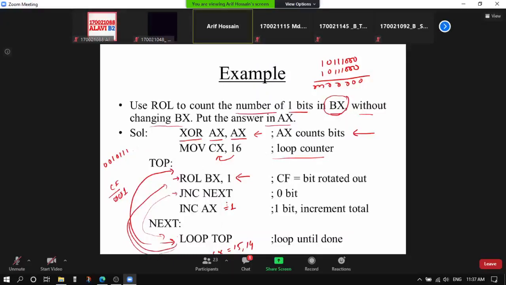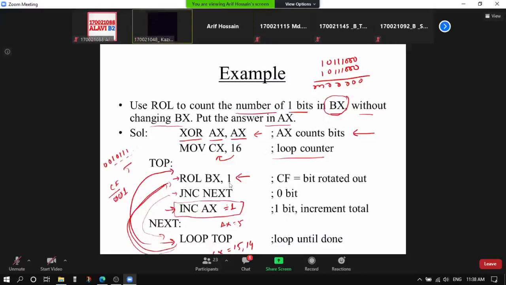So you see, only when you encounter 1, this line is being executed. So if there are 5 ones, this line will be executed 5 times, so the value of AX will be 5. So the number of ones will be the number of times you execute this line. So AX will contain the number of ones. So let me know whether you understood this portion or not.